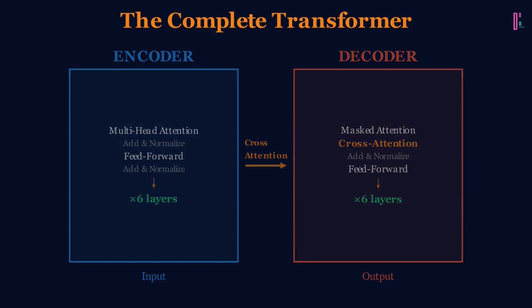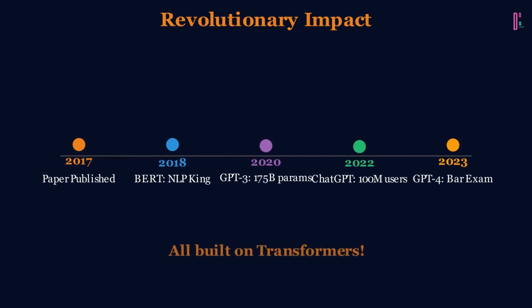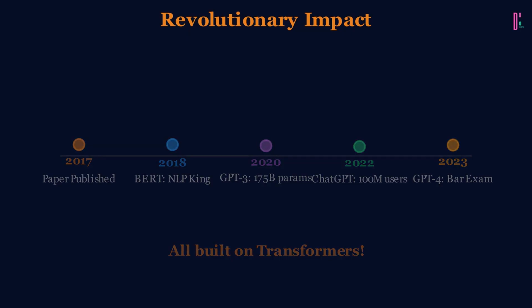The result? Revolutionary. 2018. BERT crushes every NLP benchmark. 2020. GPT-4 generates human-like text. 2022. ChatGPT achieves 100 million users in 2 months. 2023. GPT-4 passes the bar exam. All built on this architecture.